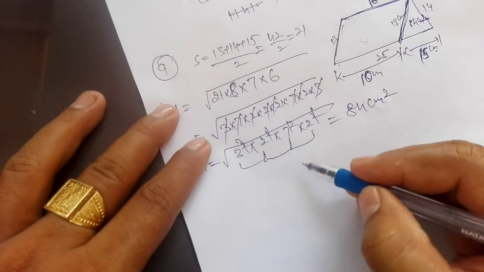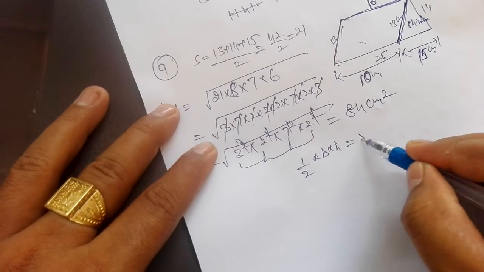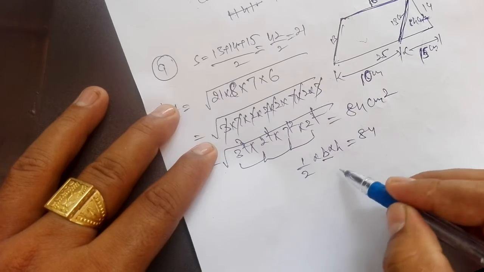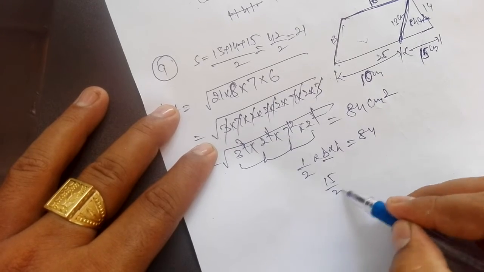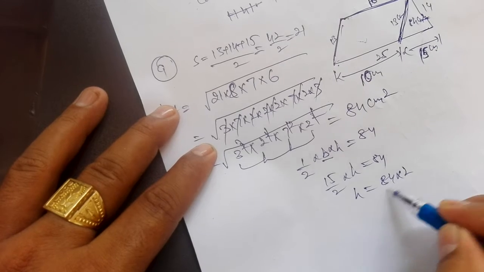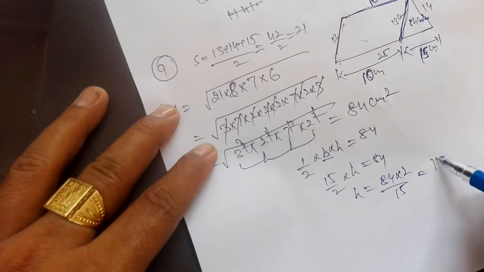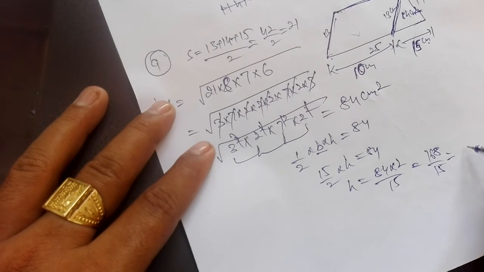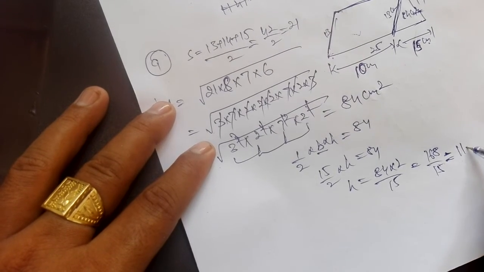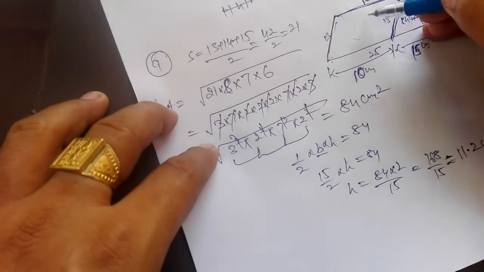Now I can get the height by the triangle formula, half base into height, that is 84. What is the base? The base is 15. 15 by 2 into h equals 84. h is 84 into 2 by 15, that is 168 by 15, that will be equal to 11.2 centimeter. That is the height.